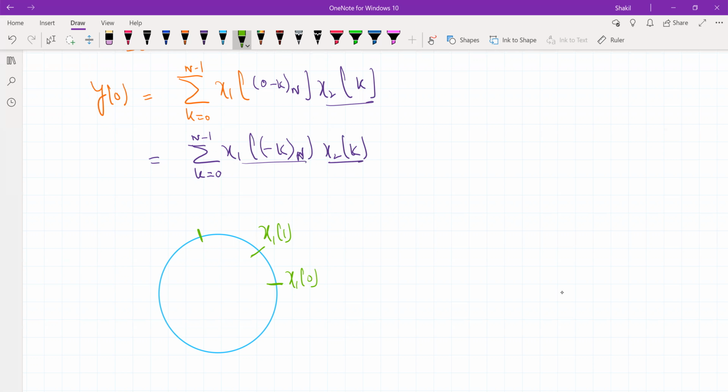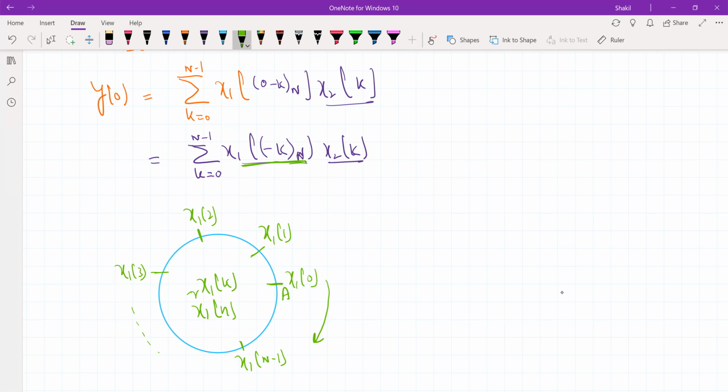Now I'm arranging these in the counterclockwise fashion. So this is x1 of 3, and so on. This is x1 of n. So this is our x1 of k, or simply x1 of n also. I arranged the terms in the counterclockwise fashion. Now, how do I read from this? You can read it in the clockwise fashion.